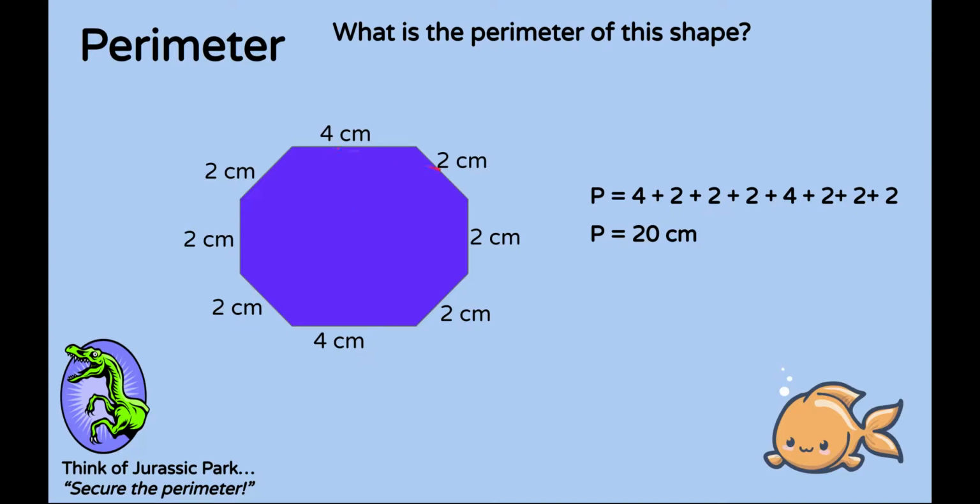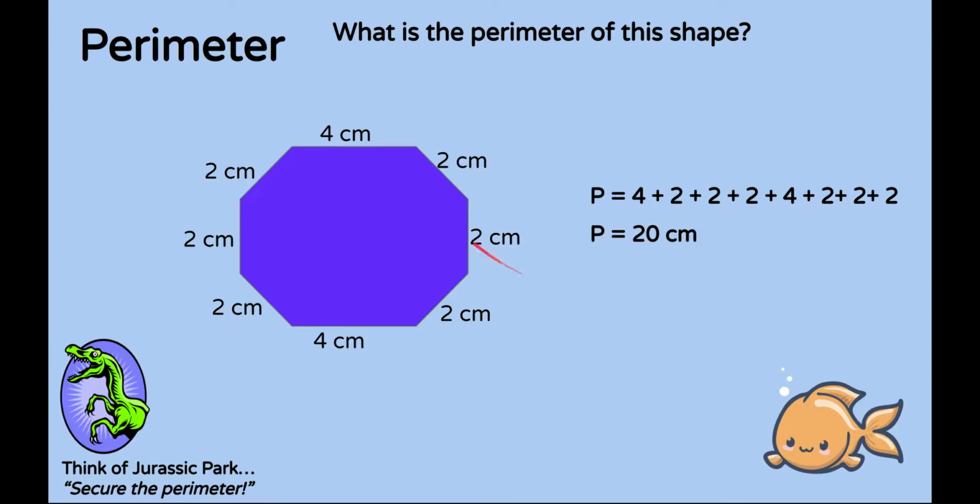So 4 plus 2 is 6. Put that in your head. Plus 2 more is 8. Plus 2 more is 10. Plus 4 more. 10 plus 4 is easy. That's 14. Plus 2 more is 16. Plus 2 more is 18. Plus 2 more is 20. The answer is 20 centimeters.